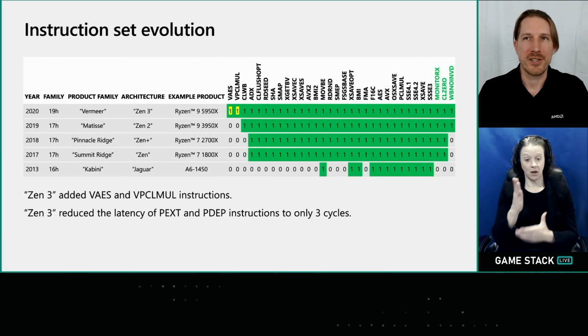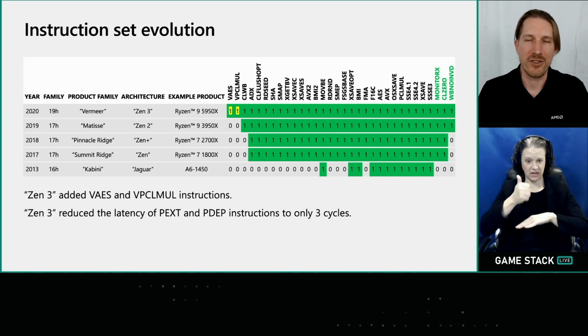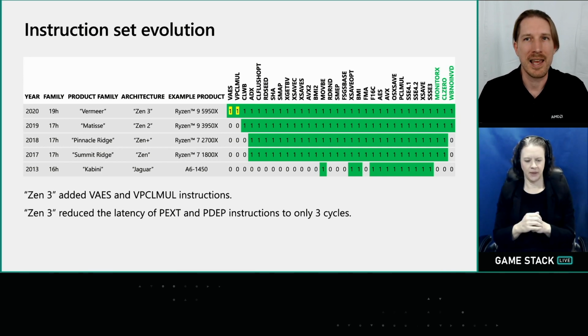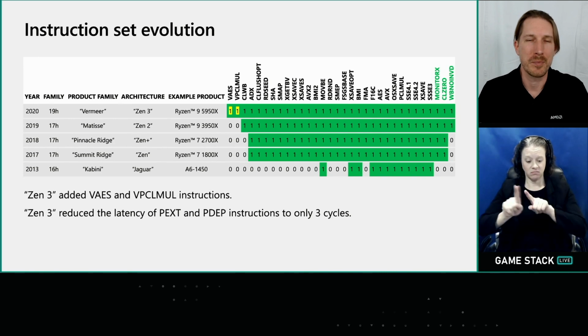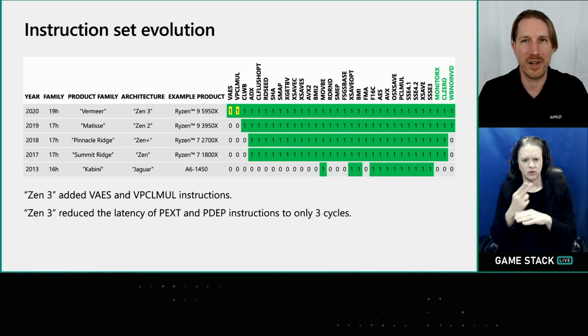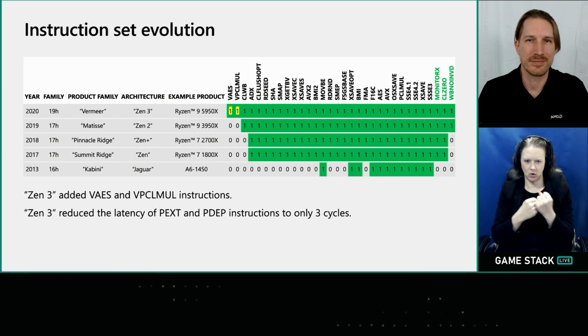There have been some changes to the instruction set. Zen 3 added vectorized AES and vectorized carry-less multiply instructions often used in cryptography. Additionally, parallel bits extract and parallel bits deposit instruction latencies have been reduced to only 3 cycles. Please note, Zen 3 does not support AVX512 or AMX instructions.